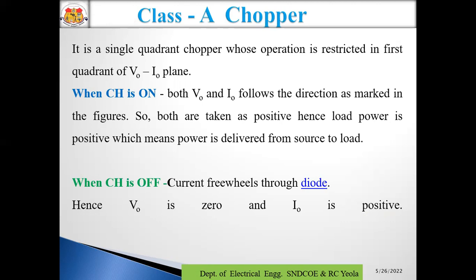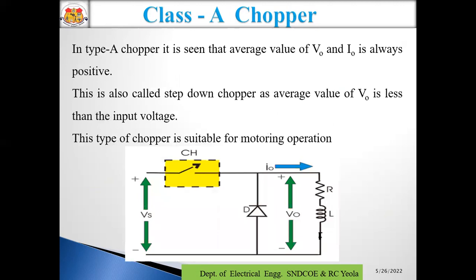Both are taken as positive, hence load power is positive, which means power is delivered from the source to the load. In the second condition, when the chopper is off, the current freewheels through the diode. Therefore, the output voltage is zero and the output current is positive. In this circuit diagram, you can see the description of the class A chopper.